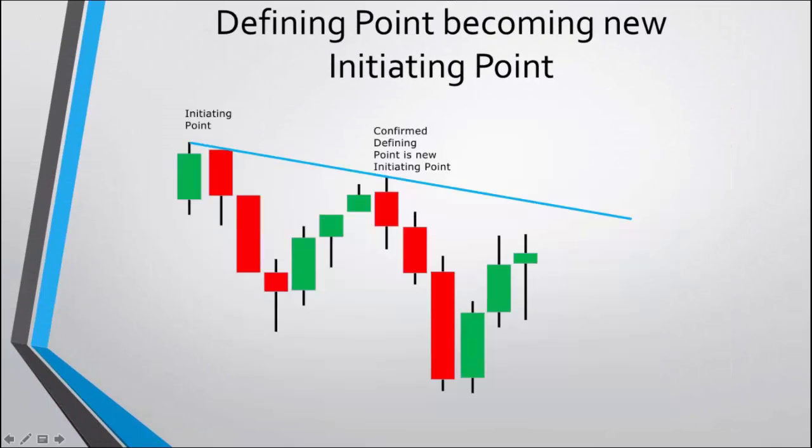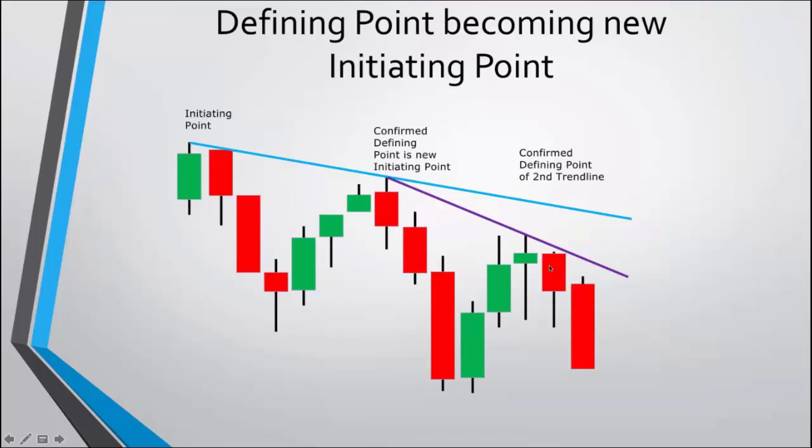So here's a downward sloping one. Initiating point, confirmed defining point. So we have our first trend line properly drawn. We can then draw on a second trend line. We don't know if it's valid yet till we look at the next candle and see that it does not touch. So now we have a second confirmed defining point, which may eventually become a new initiating point for another downward sloping trend line.